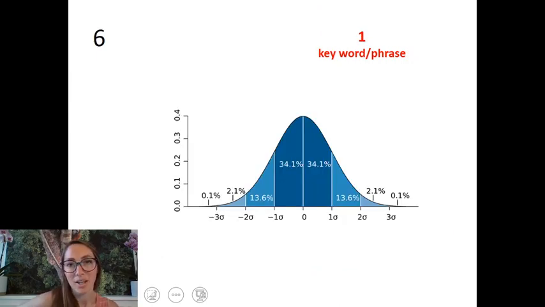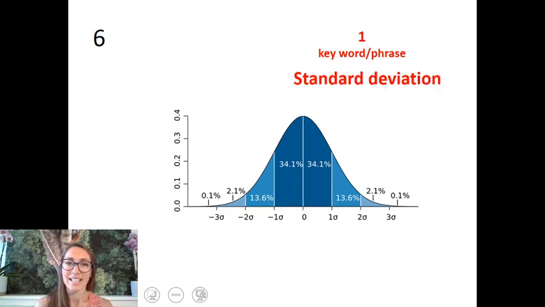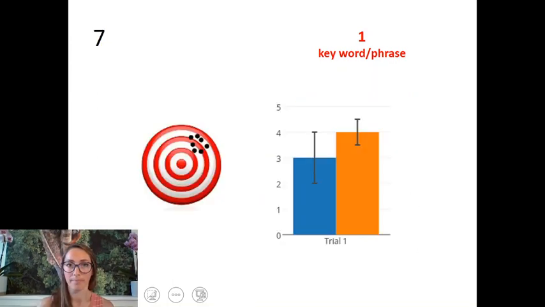Okay, what is the key term here? And hopefully you've identified that this is the standard deviation. So again, how much does our data differ from the mean? What is the key term here?